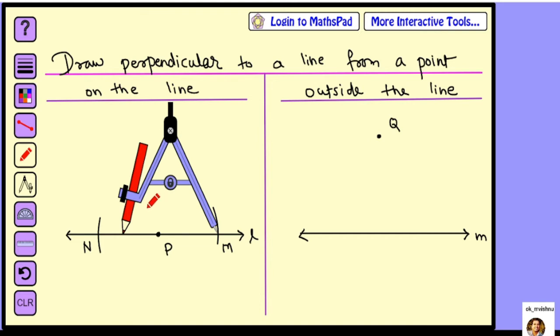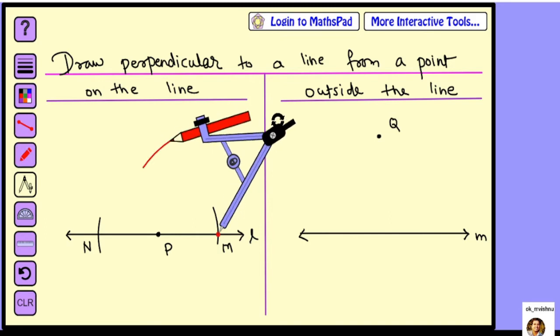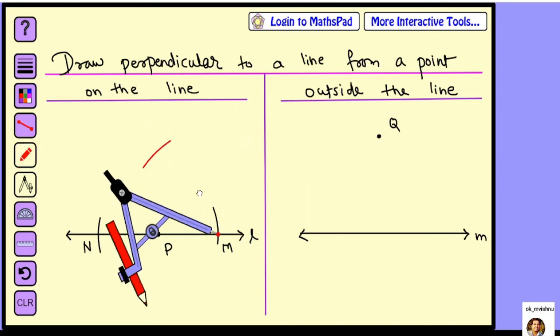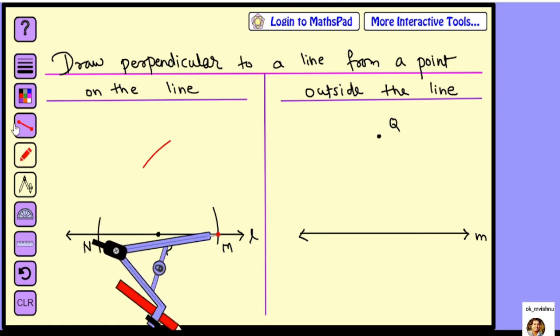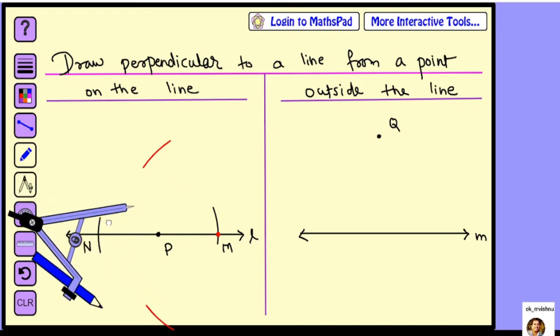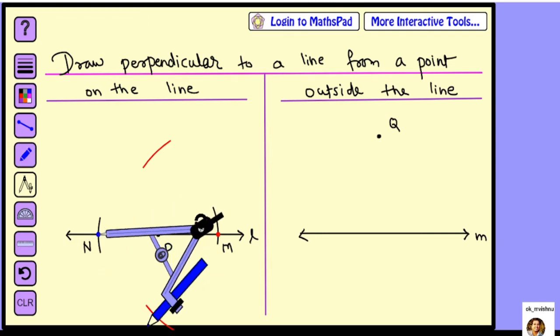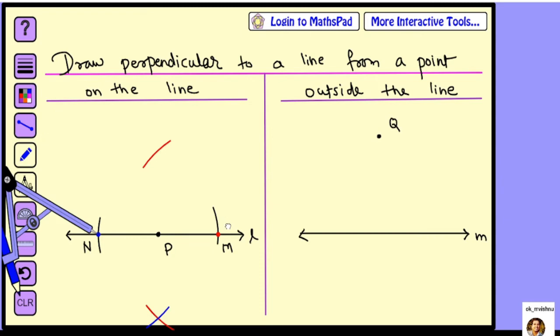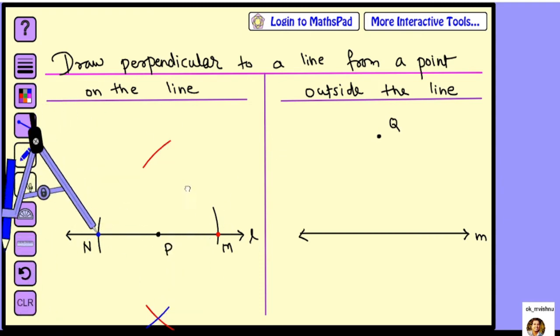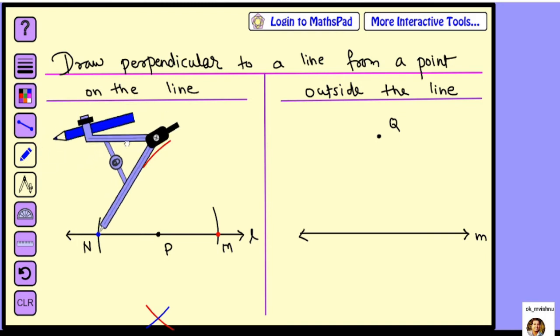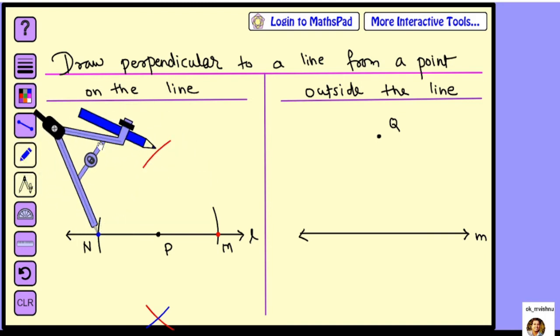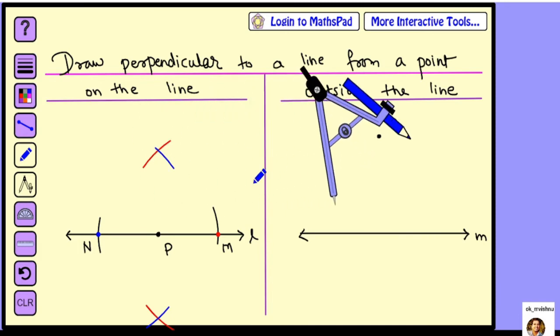And here we need to do arcs above and below. One arc above, one arc below. Same thing you are doing from point N by keeping the distance same. One arc below, and one arc up. Now see, this red arc and blue arc both are intersecting.